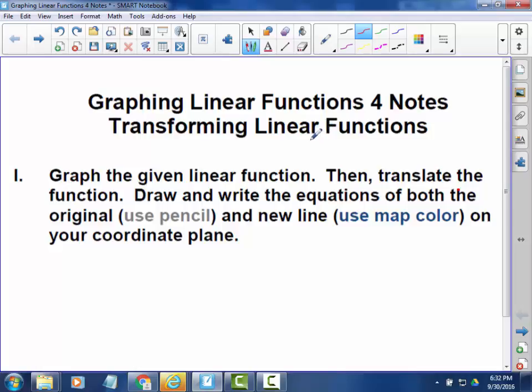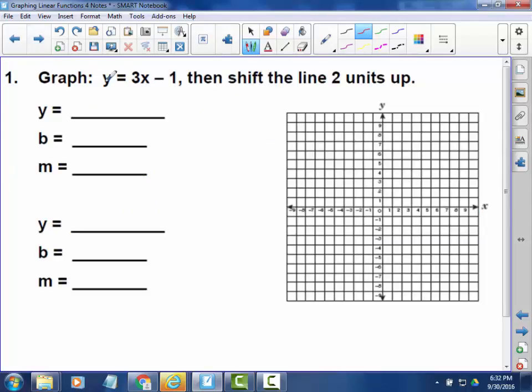If you don't have a map color and pencil with you right now, you need to pause the video and go grab one. All right, assuming you now have the tools you need, let's look at some examples. It says graph y equals 3x minus 1, then shift the line 2 units up.